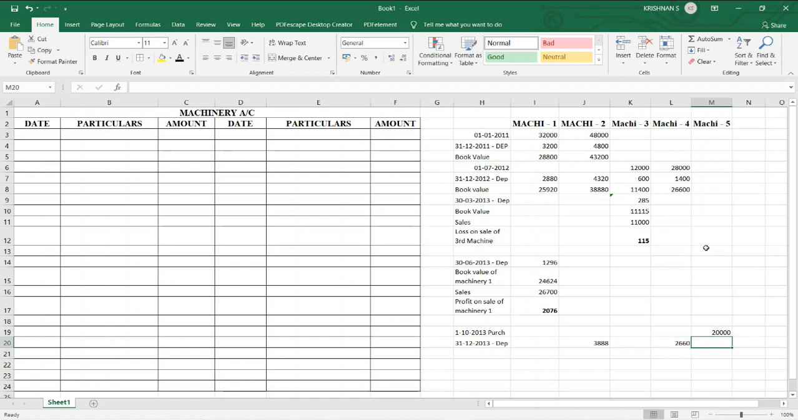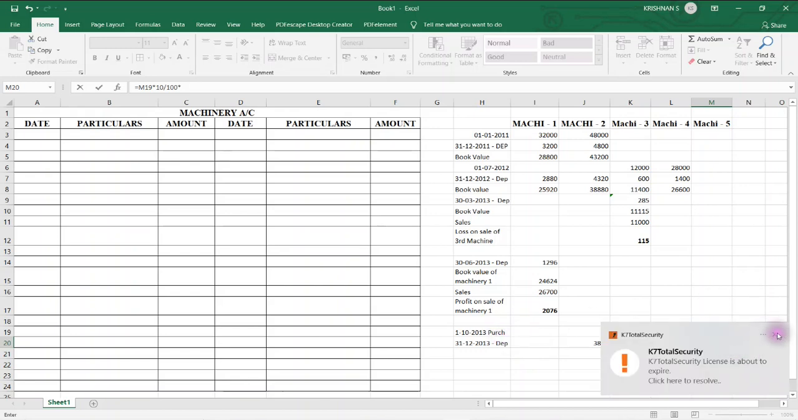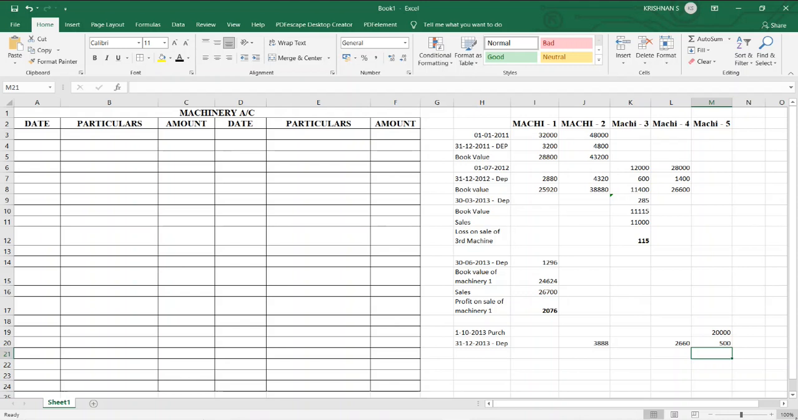Then we need to calculate depreciation on this last machinery. Depreciation is equal to 20,000 into 10 divided by 100, and this machinery was purchased on 1/10/2013. So 10, 11, 12: this machinery was held for only 3 months, so we have to restrict the depreciation to only 3 months. So 3 divided by 12, and we get depreciation of rupees 500. This is the basis for preparation of the machinery account. On the basis of these workings, we can prepare the machinery account.